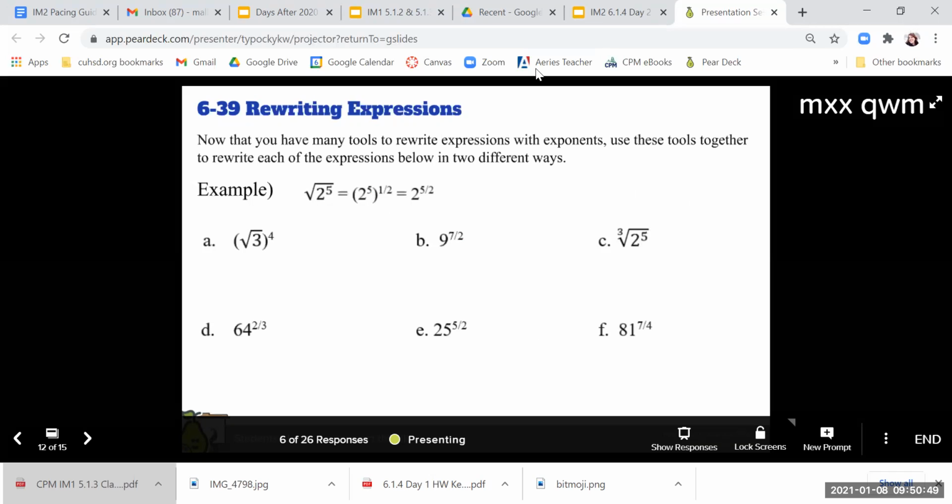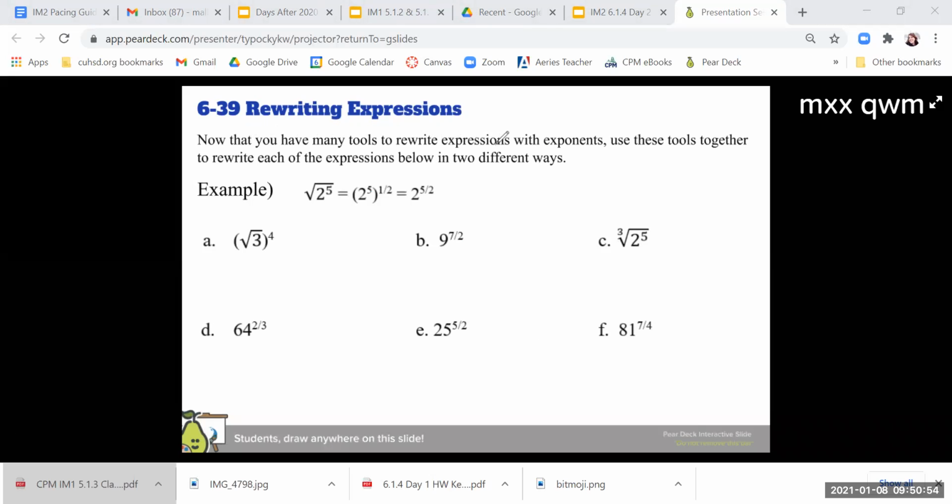So looking at the instructions here, it says, now that you have many tools to rewrite expressions with exponents, use these tools together to rewrite each of the expressions below in two different ways. So I want you to notice in the example, we have the square root of 2 to the 5th, and then it's rewritten, changed from radical form to exponent form. And this is the first new equivalent expression to that original expression.